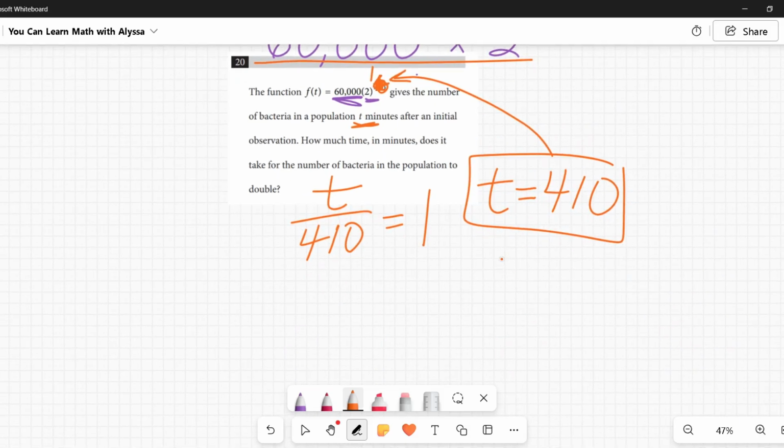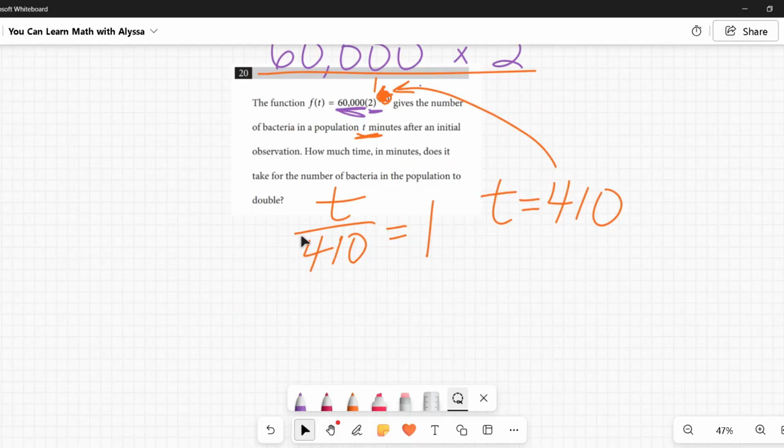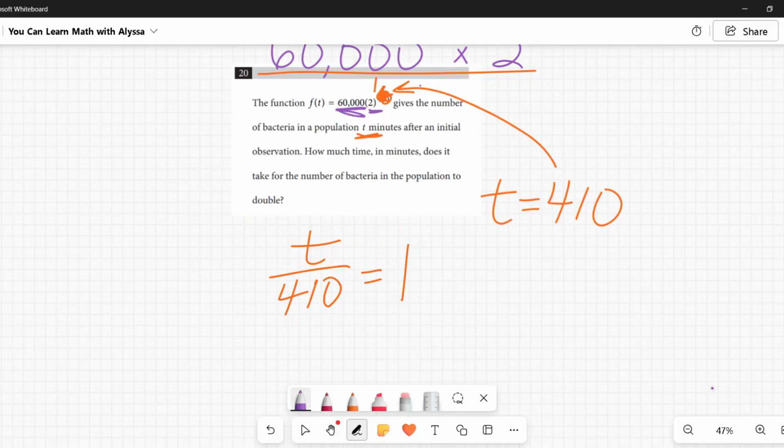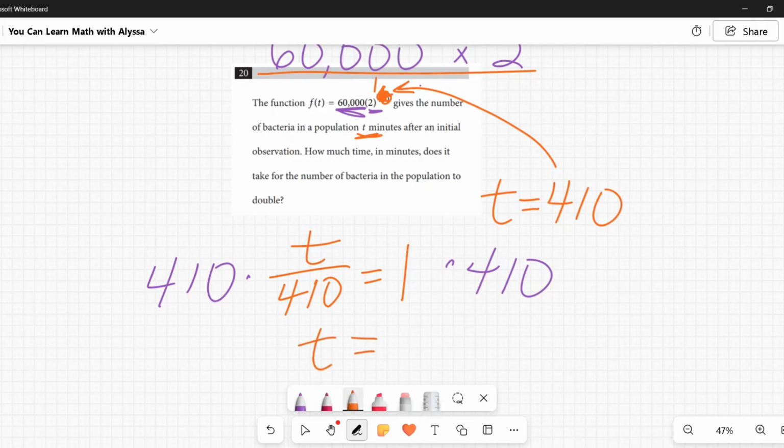And if you wanted to look at this algebraically, it did not let me highlight and move. It moved the whole screen. If I wanted to do this algebraically, I would say t is being divided by 410. So to undo that, I need to multiply both sides by 410. So on the left, I get t, and on the right, 1 times 410 is 410. Either way, same difference. 410 minutes after the initial observation is when this bacteria population doubles. And that's my answer, 410.